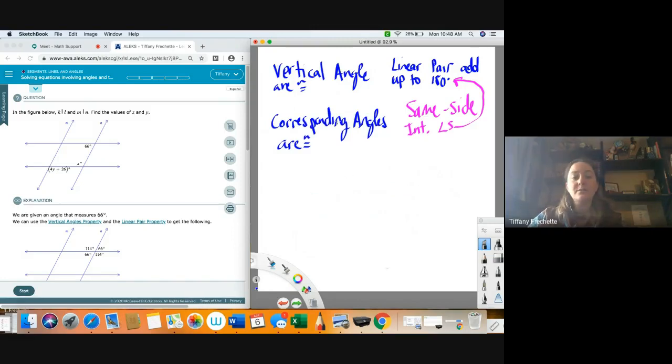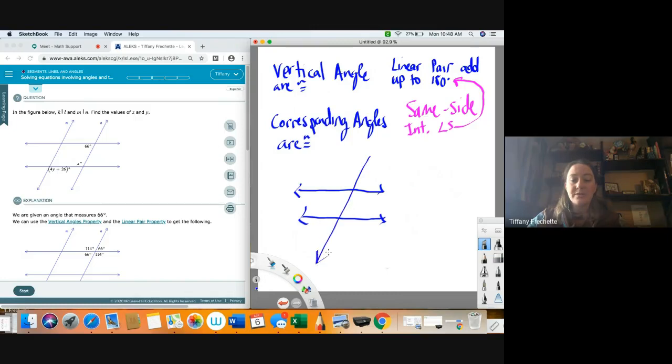So we also talked about corresponding angles. And corresponding angles are always congruent as long as you have parallel lines. So in order for corresponding angles to work with this relationship, the lines have to be parallel. Corresponding angles just refers to the position where they are. And you want to be able to describe them in the same way.